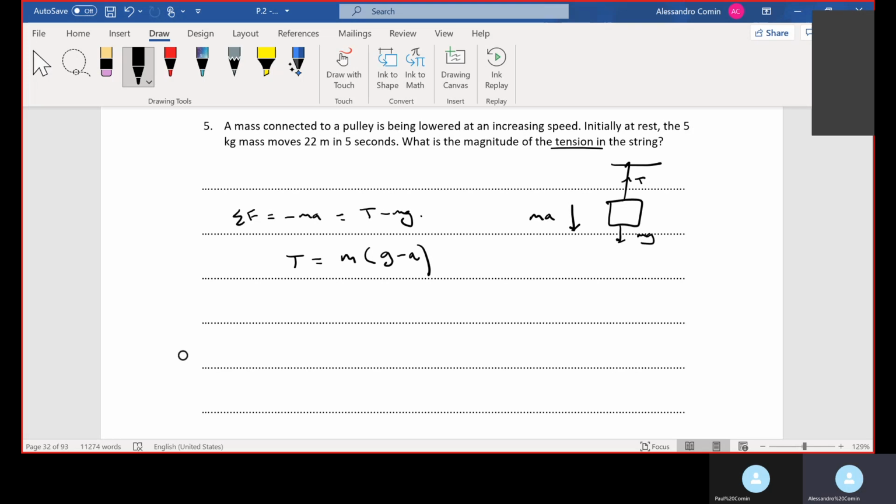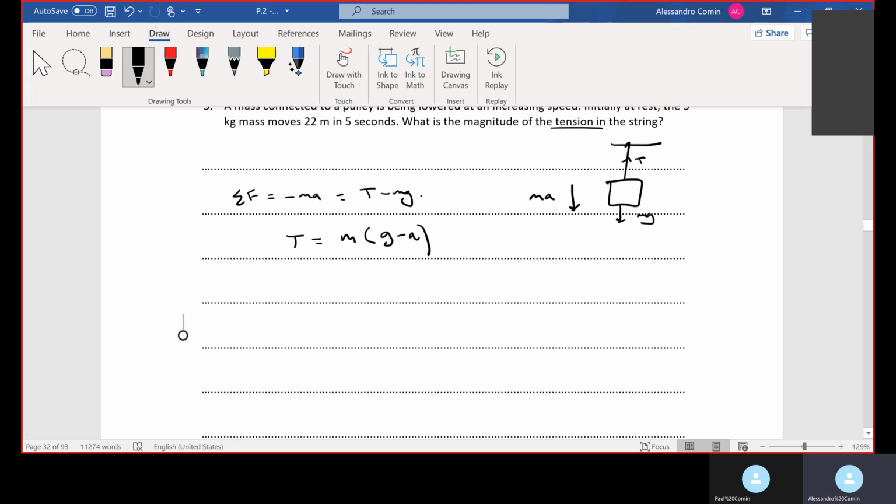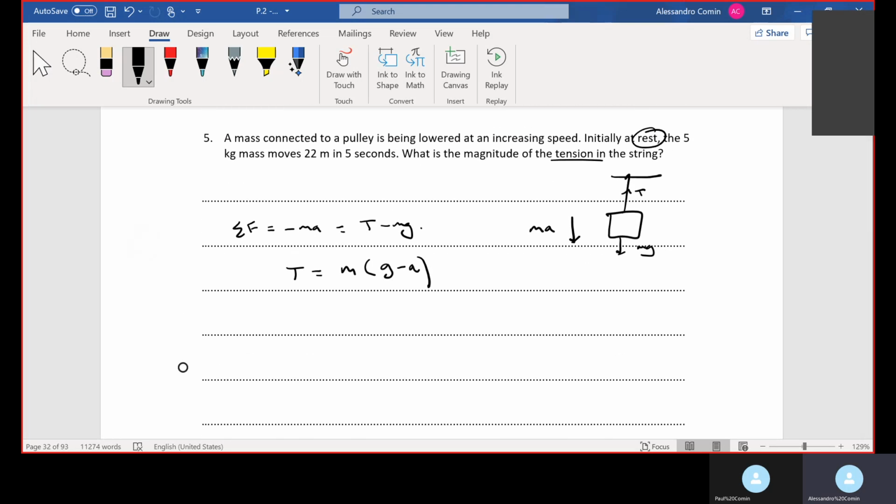I know what m is. I know what g is. I need to know what a is. What are the equations that can give me a? Initially at rest, okay, u equals 0. 22 meters in 5 seconds. s is equal to 22 and t is equal to 5. And obviously a is what we don't know.